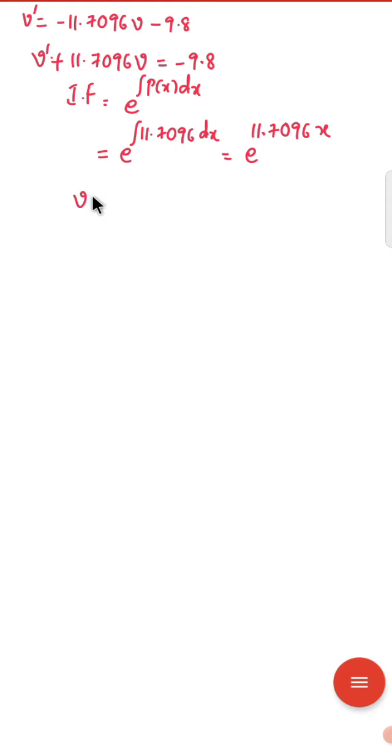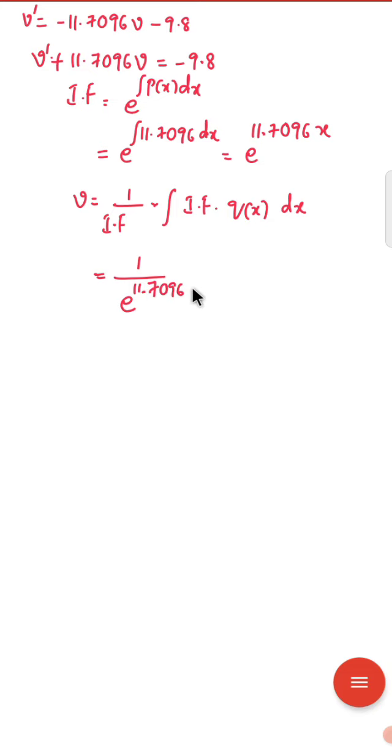Then the solution of the problem v is 1 by integration factor into the integral of integration factor into q of x dx, right? So 1 by integration factor is e to the power of minus 11.7096 x, integral e to the power of 11.7096 x, and q of x is nothing but a constant, that is minus 9.8 dx.